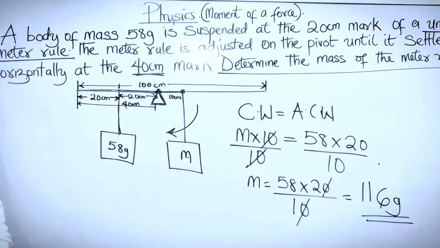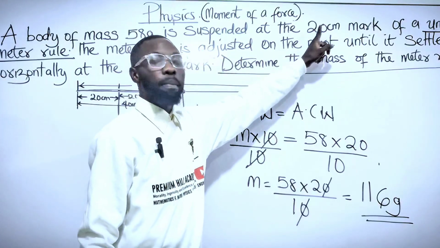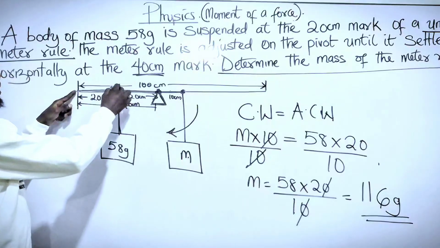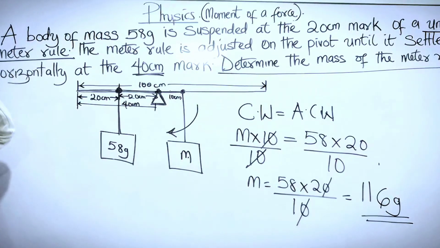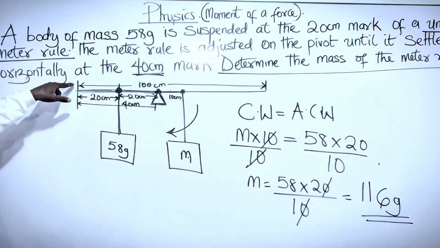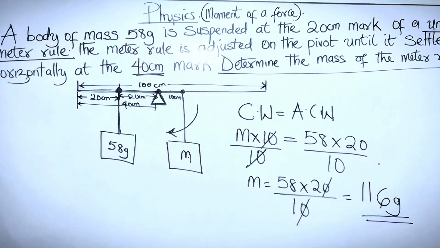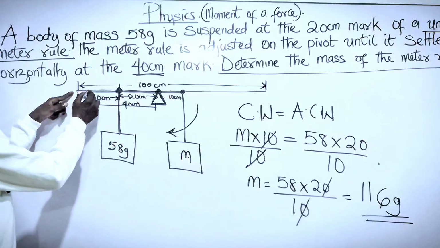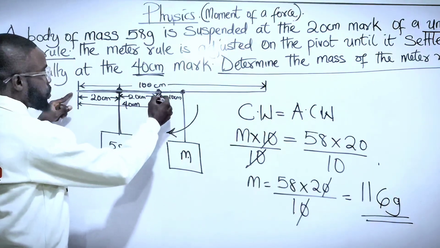So what do we do? The question says a body of mass 58 grams is suspended at the 20 cm mark. So we drew from here to here, assume here to here is 20 cm, suspended here. And then it says of a uniform meter rule. Since it's a uniform meter rule, it means the uniform meter rule is 100. We've talked about that in the previous video. And we said the meter rule is adjusted on the pivot until it settles horizontally at 40. This becomes our pivot, which settles at 40.